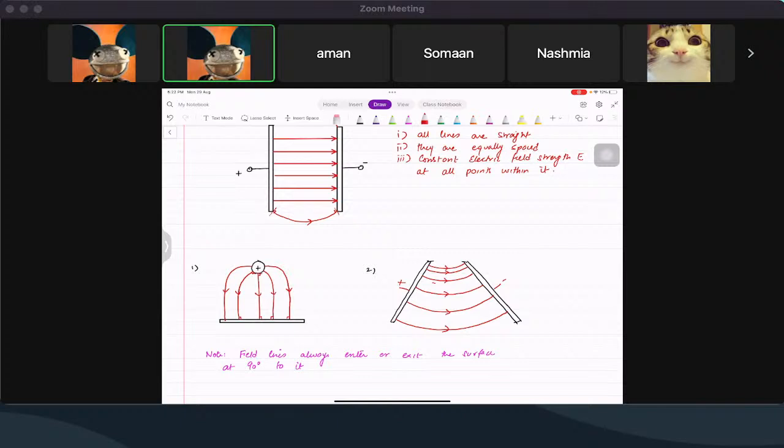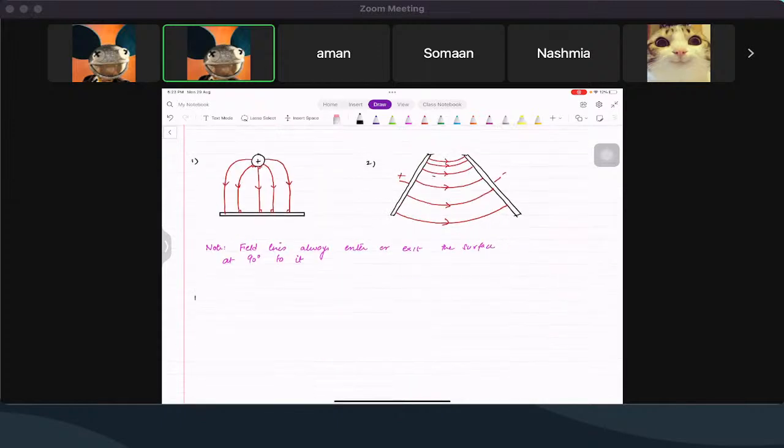Okay. Now, what you're going to learn from this is, number one, the strength of the electric field depends on how close the lines are to each other, which means that this section that you see right here has a greater strength than this section because the lines are far away from each other. Everybody understands this?